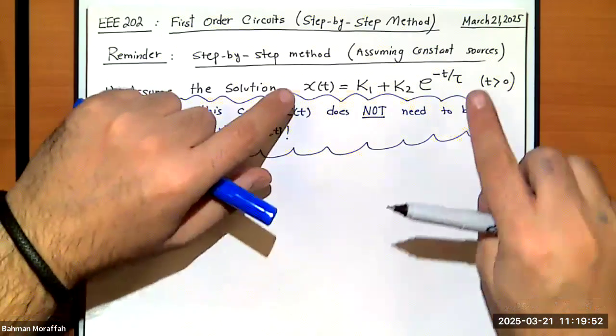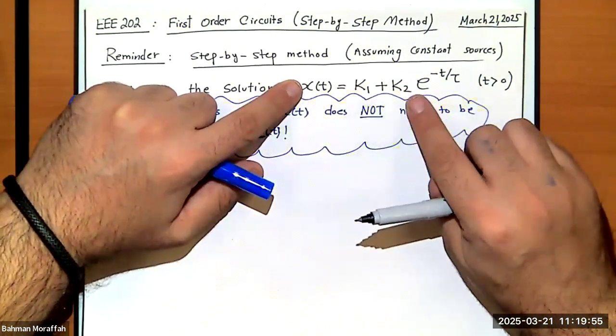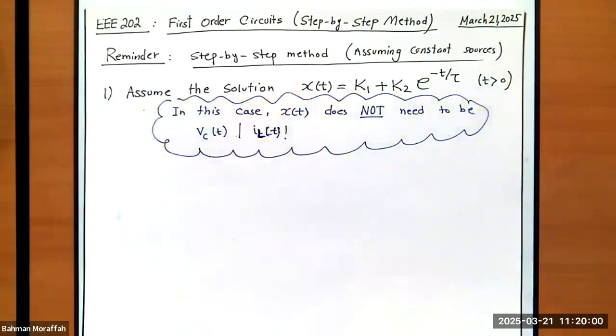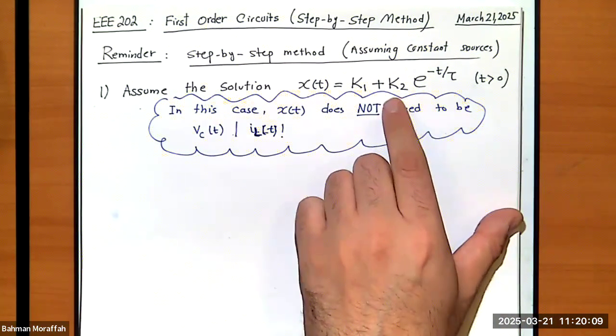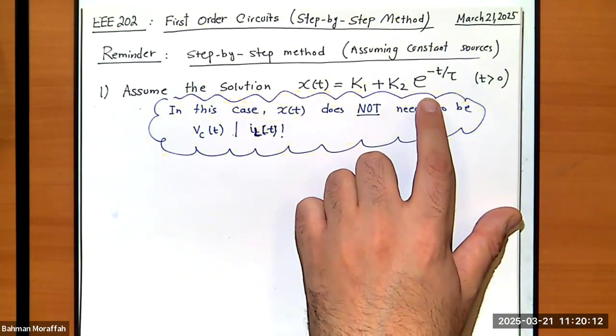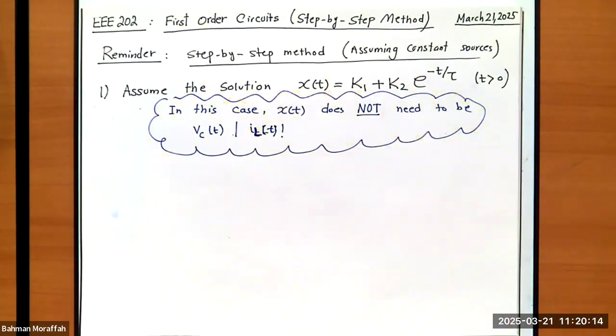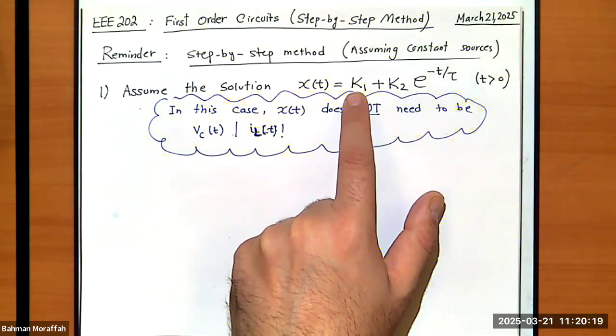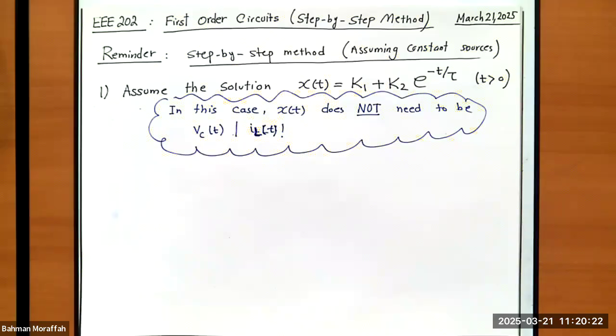Now we know the solution looks like this. We're going to have to find k1, k2, and tau. Let's start off with k1. If I look at the limit of this x(t) when t goes to infinity, what happens? Basically, this term over here vanishes because e to the power of negative infinity goes to 0, right? So all I'm left with is just k1. So if I solve the circuit at time infinity, I can immediately find k1.